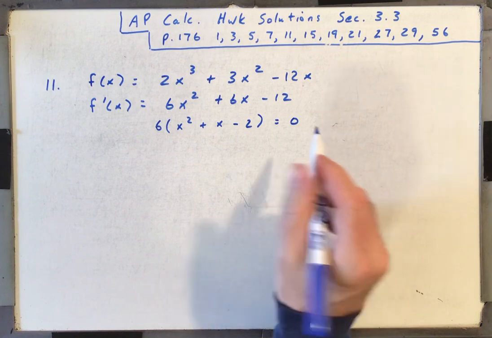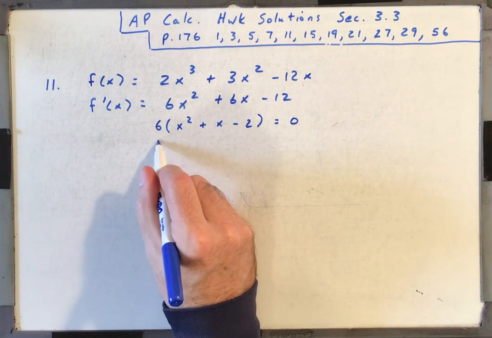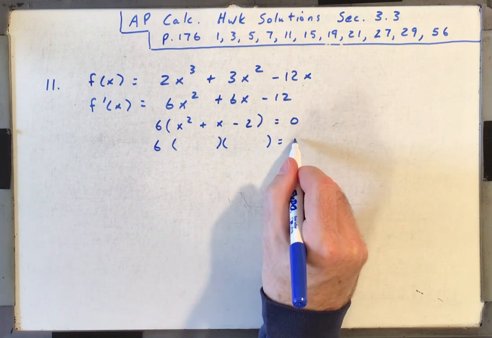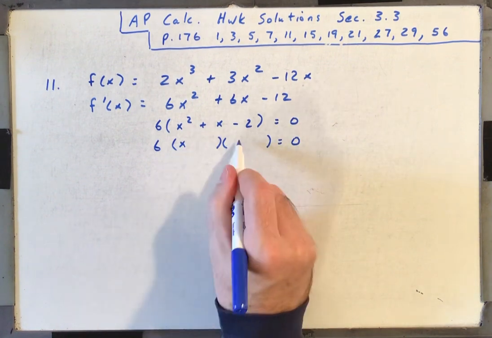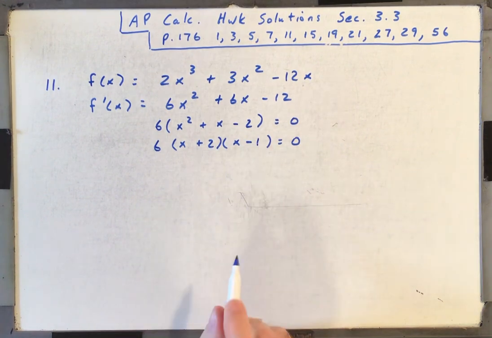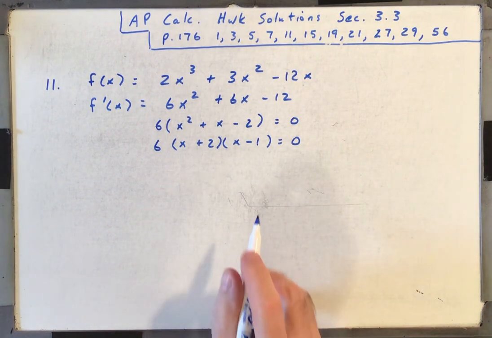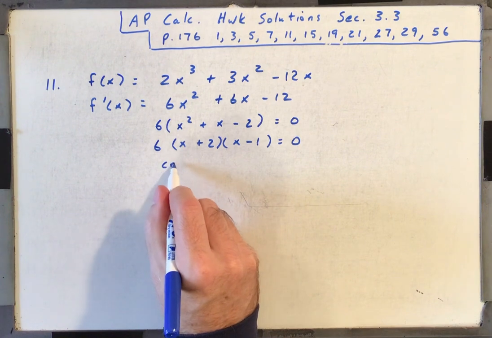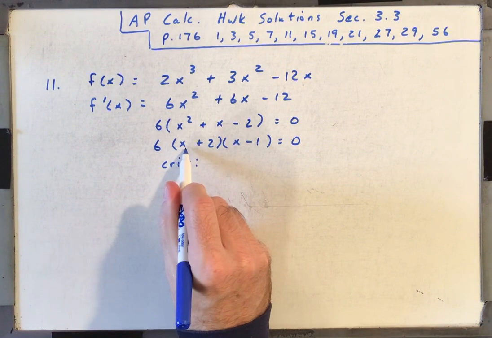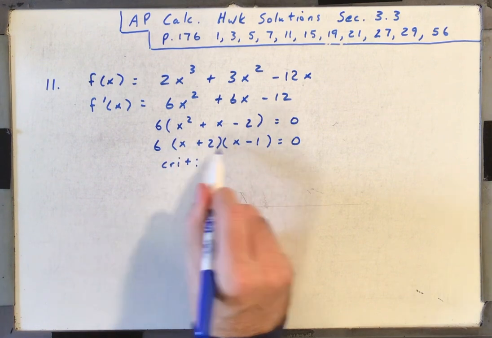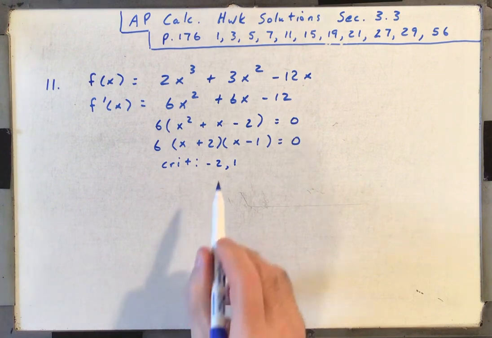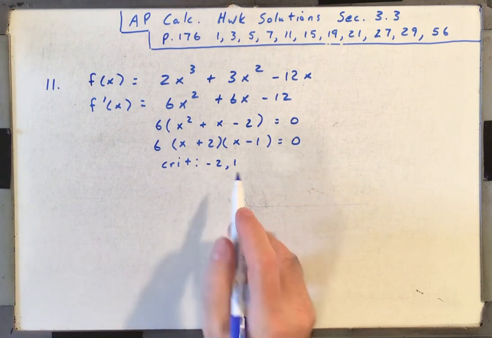Set that equal to 0. We're trying to find the critical points. Let's see if we can factor this. So we have an x, x. How about plus 2, minus 1? So our critical points are negative 2, that would make this parenthesis 0, and positive 1. And I want to write them from negative to positive, from least to most.